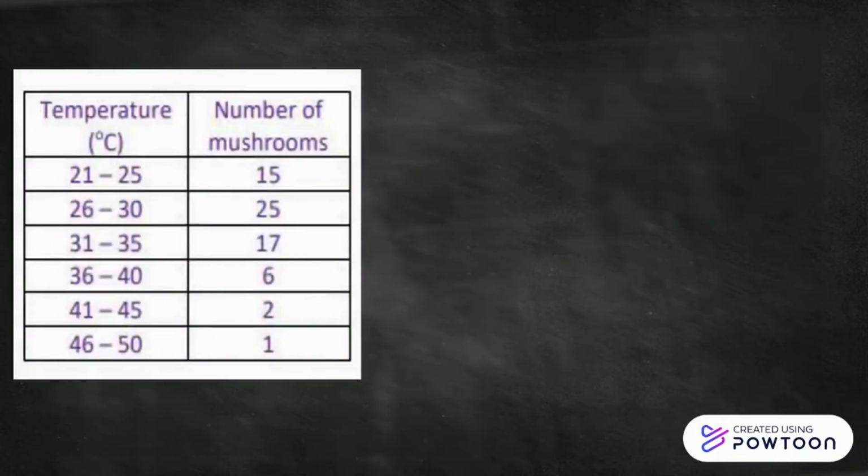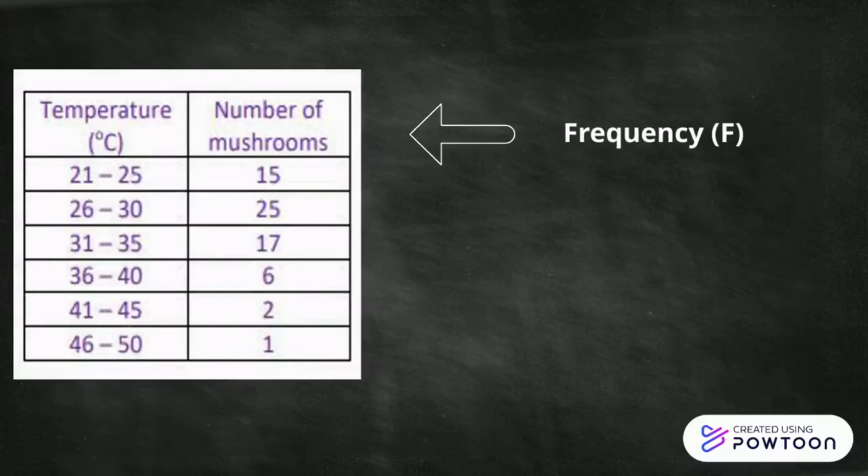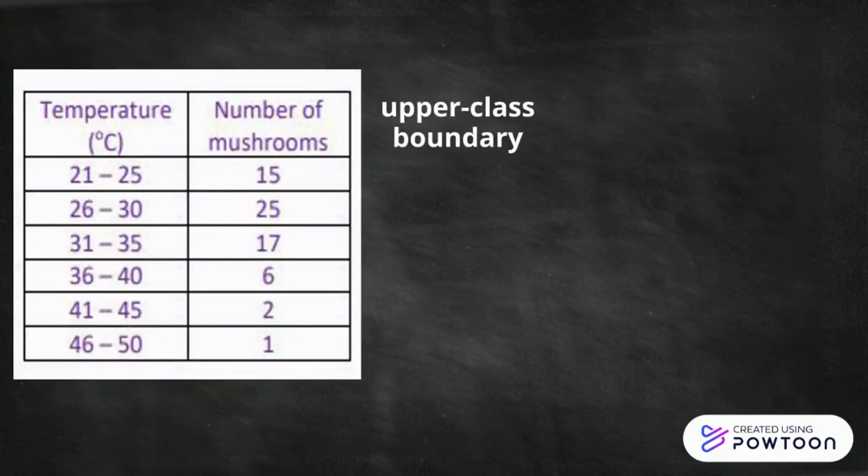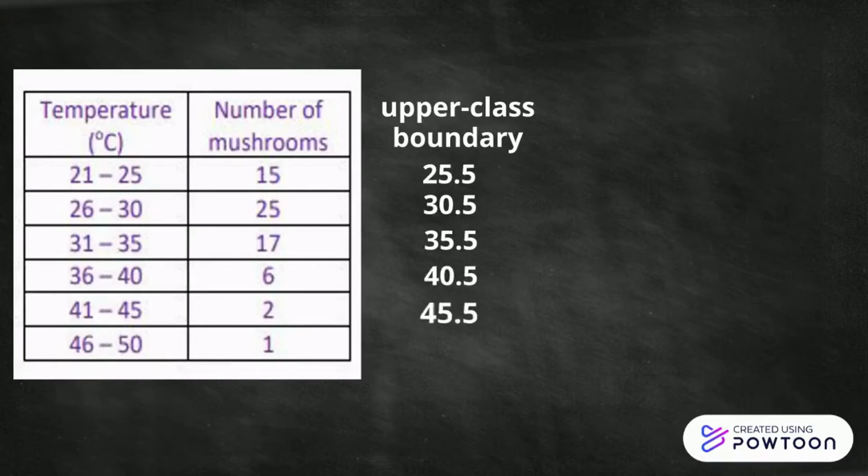Okay, now let's see. The data you gave us was the temperature and the number of mushroom. We know that the number of mushroom is our frequency. So now let's find the upper class boundary step by step. To get the upper class boundary, we need to use this formula, which is upper limit of current interval plus lower limit of next interval divided by 2. We can use this formula to get our upper class boundary, and we will get 25.5, 30.5, 35.5, 40.5, 45.5, and 50.5.